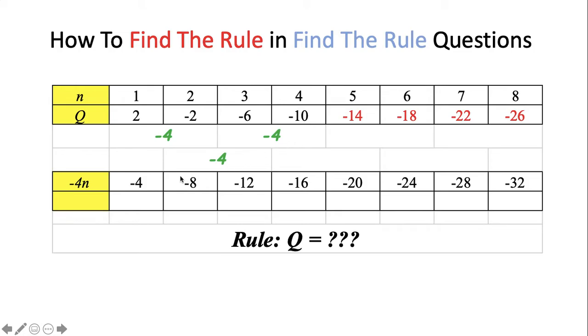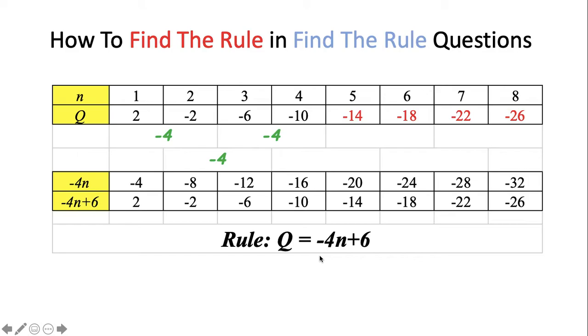So we need to ask ourselves the question, what do I need to do to all of these numbers in order to get up to these numbers? And the answer is I need to add 6 to all of them. So the rule minus 4n plus 6 does give you the numbers that you're aiming for. And so the rule is minus 4n plus 6. Q, I've called it Q this time, equals minus 4n plus 6.